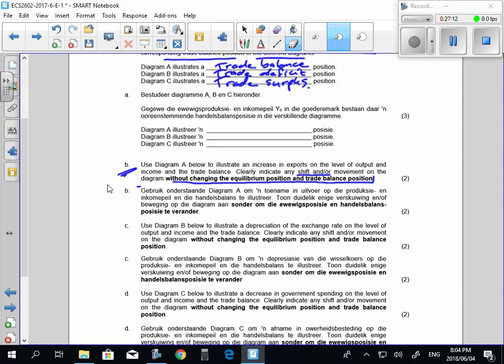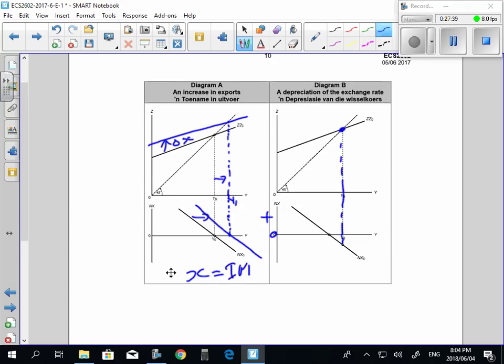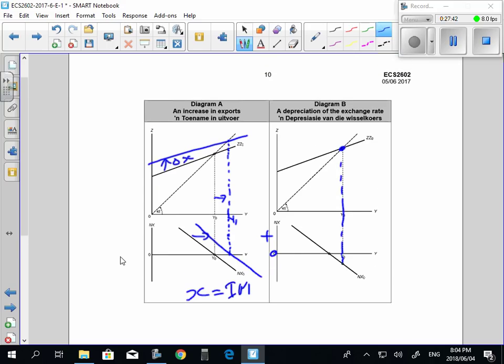Use diagram B to illustrate a depreciation of the exchange rate on the level of output and income and the trade balance. Clearly indicate any shift of, same thing, without changing the equilibrium position and the trade balance. Okay. What we can see here is that it is a trade deficit. Okay. If the rand depreciates against the dollar, the rand price of our exports are not going to change, but the dollar price is going to decrease. So it is still an increase in foreign demand. We shift the demand for goods curve upwards.